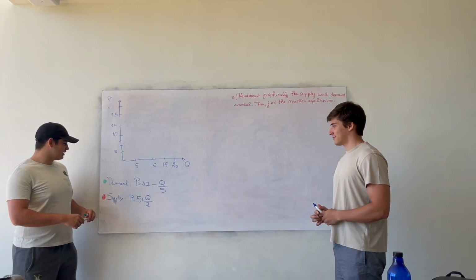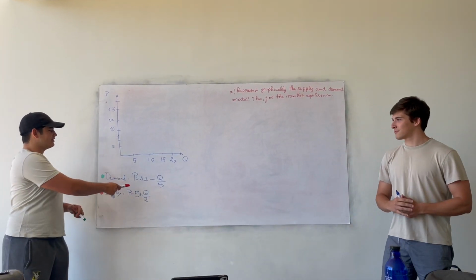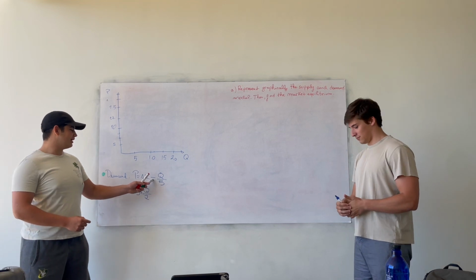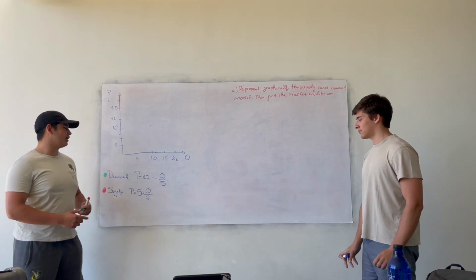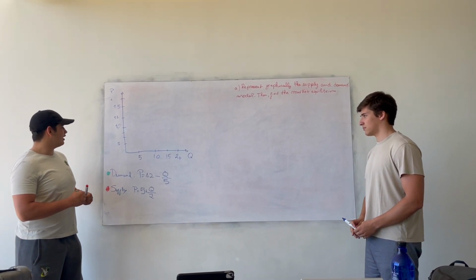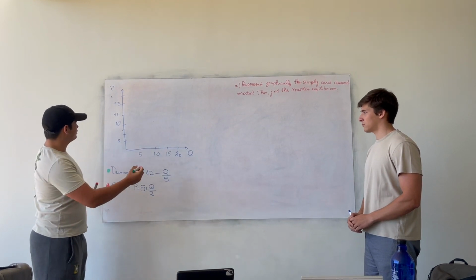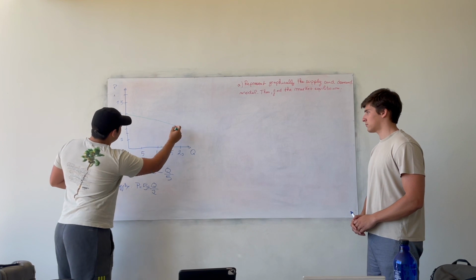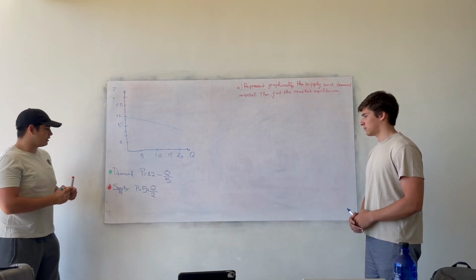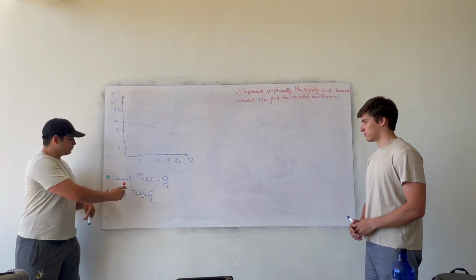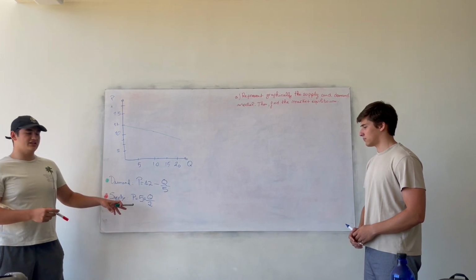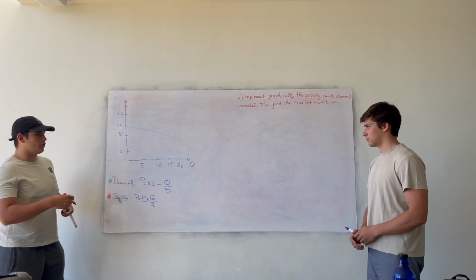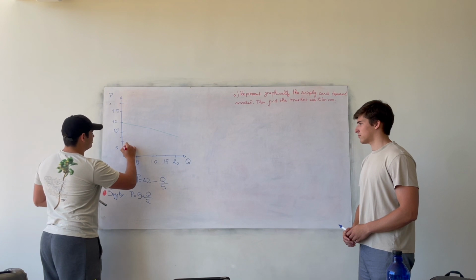As you can see, for the demand we start at point 12 and then we have an inclination of Q over 5, so it would look like this. And then for the supply we start at 5 and we have an addition, so our curve will be upwards, and it will be something like this.